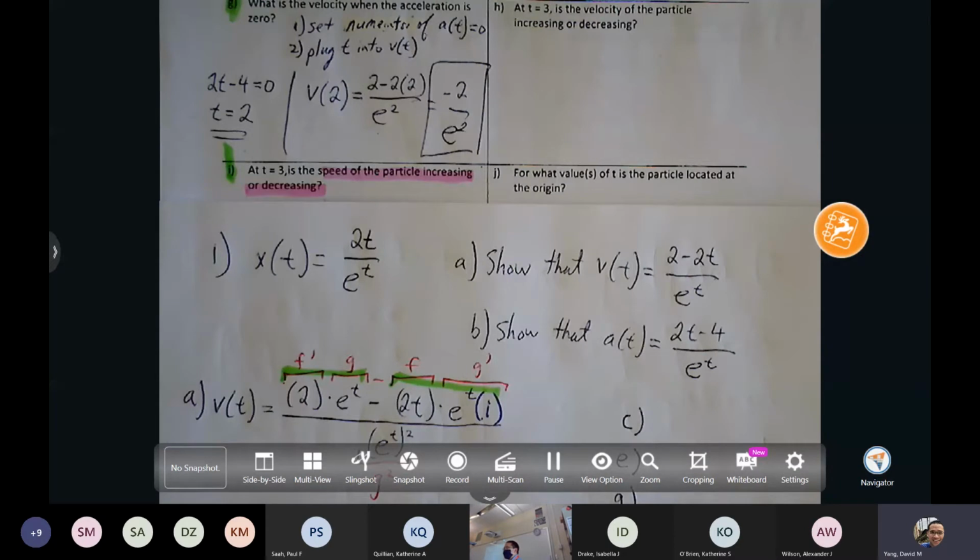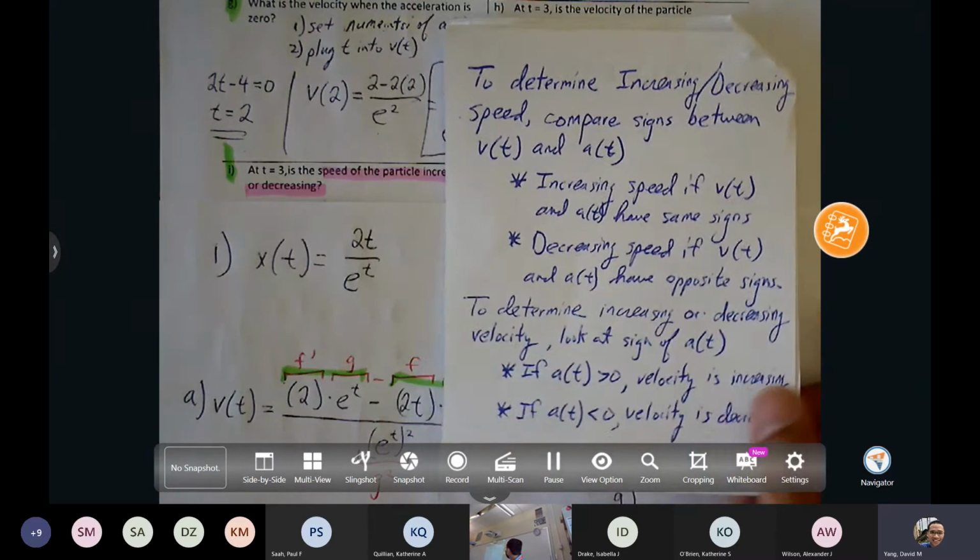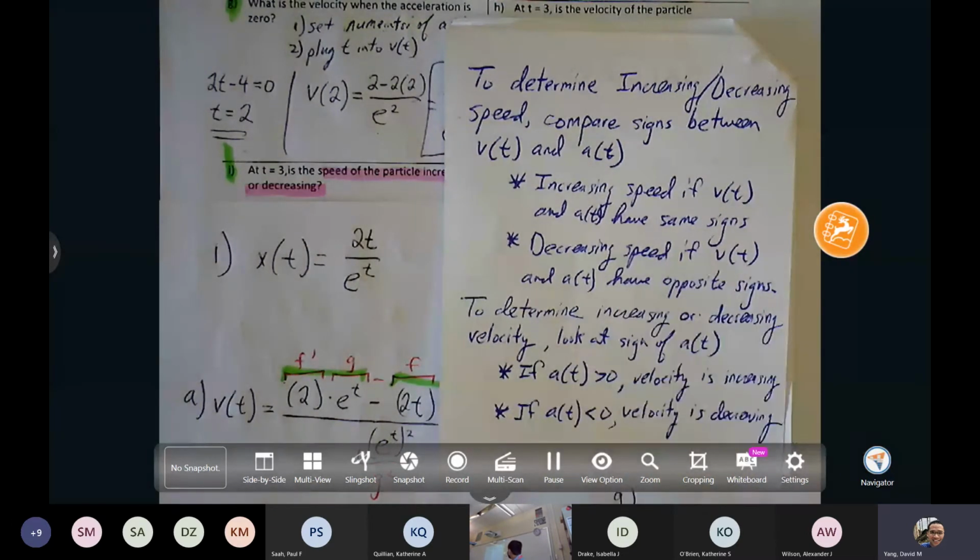Okay. What about increasing speed? What would need to happen? The same sign. Same signs. Good. All right. So to determine increasing, decreasing speed, we compare signs between velocity and acceleration. If acceleration and velocity are the same signs, then increasing speed. If velocity and acceleration have opposite signs, then we have decreasing speed.